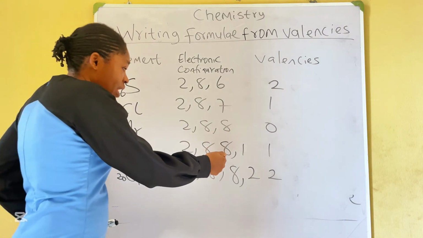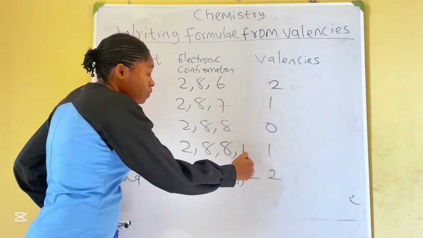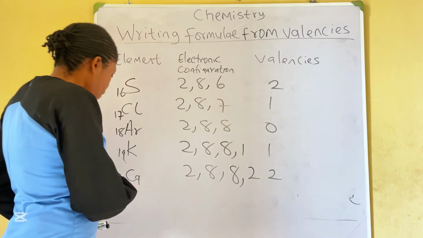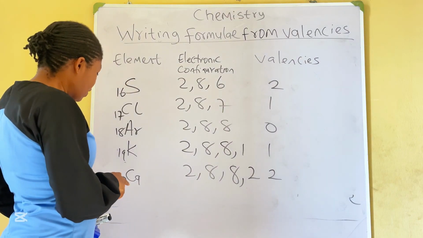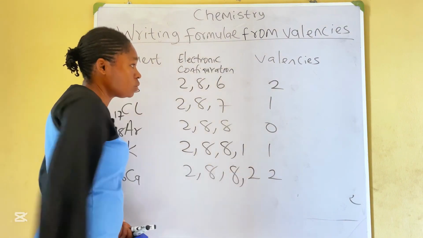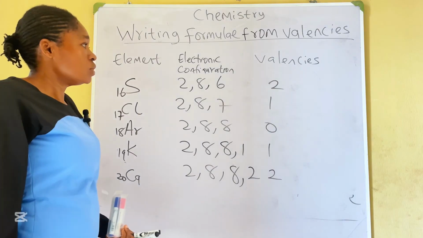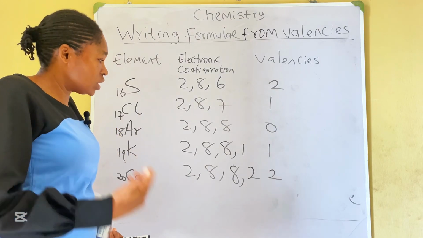Potassium: 2, 8, 8. Having filled the third shell with 8, we now move to the fourth shell with 1. So the valency of potassium is 1. Calcium: that's the 20 elements in the periodic table. 2, 8, 8, 2.